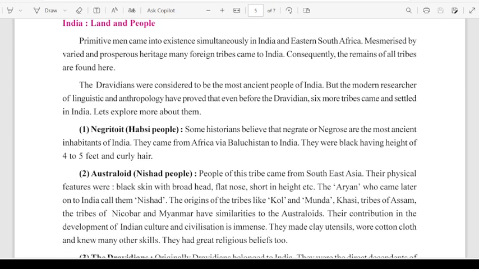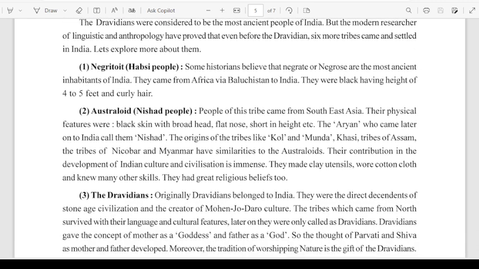Negritoid, Hapsi people. Some historians believe that Negritos or Negroes are the most ancient inhabitants of India. They came from Africa via Balochistan to India. They were black, with a height of 4 to 5 feet and curly hair.